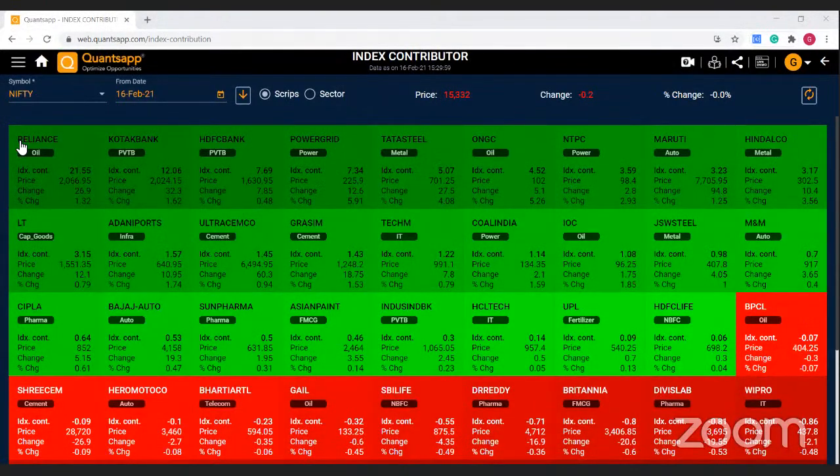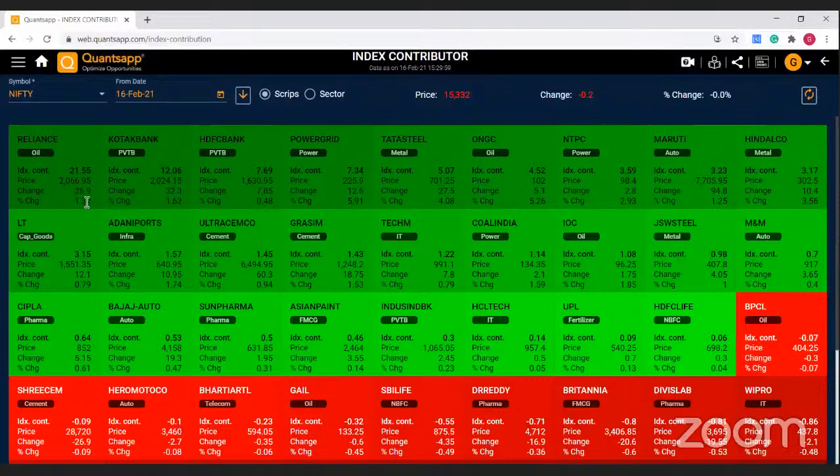You can see the stock name, then you can see which sector it is from. You can see oil, Kotak Bank is from private, Power Grid is from power, Tata Steel is metal. Below that, you can see the index contributor, meaning how much Reliance is contributing to the index, its current price level, today's change, and the percentage change.